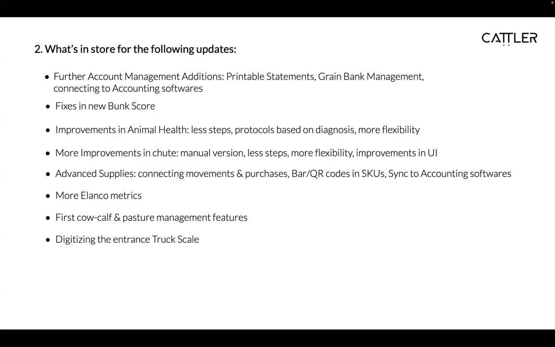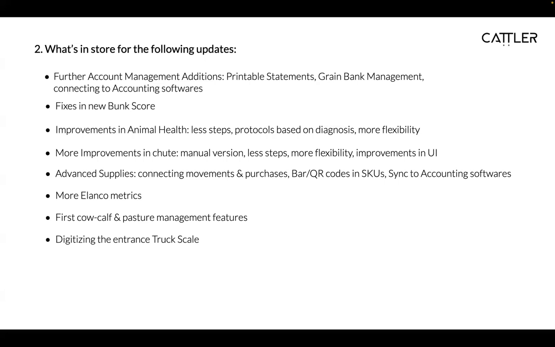Advanced supplies will be the ability to connect all the movements on my supply, on my ingredients or vet products, with the purchases. That is another reason to connect with the accounting software. The ability to input many of the ingredients or vet products by using the barcodes or the QR codes, so connecting the SKUs. And then also some reports coming out of that, and the ability to put the contracts that I have with my vendors into the app in some way.